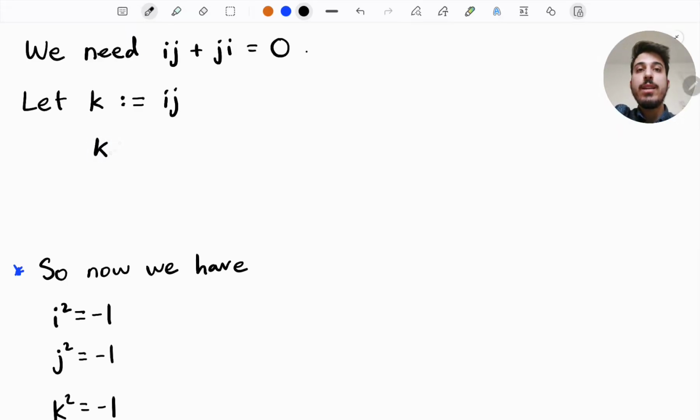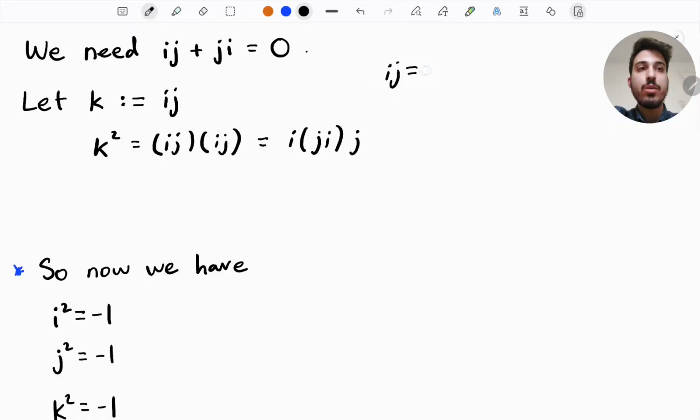So k squared is equal to i times j times i times j. We can use the associativity now to say i times (j times i) times j. And j times i, we have already said, so we've said that ij is equal to minus ji. So we can flip the order by flipping the sign, and we have minus i times ij times j.